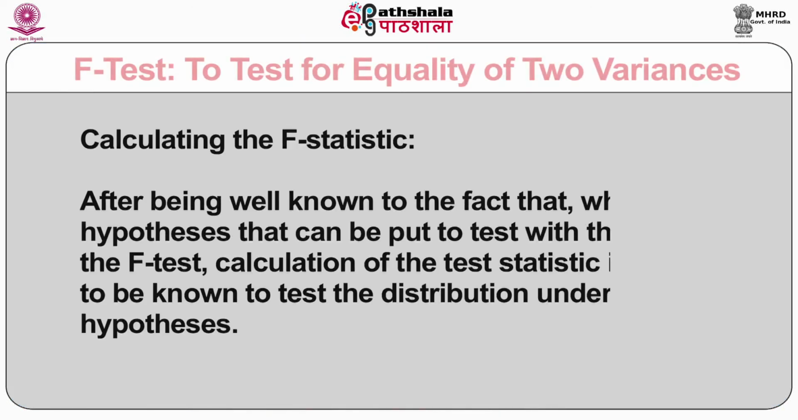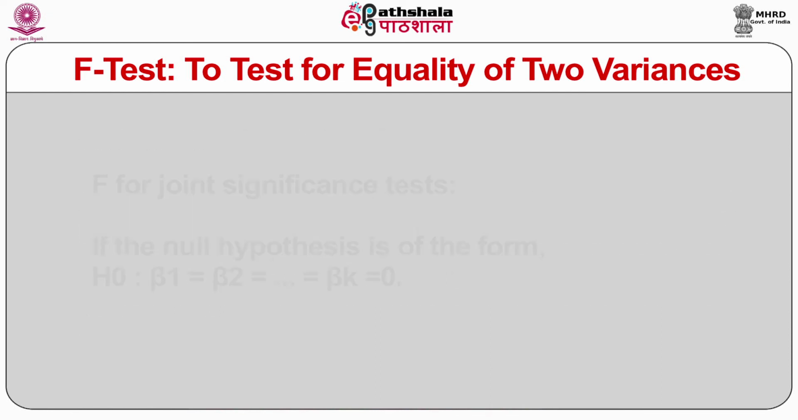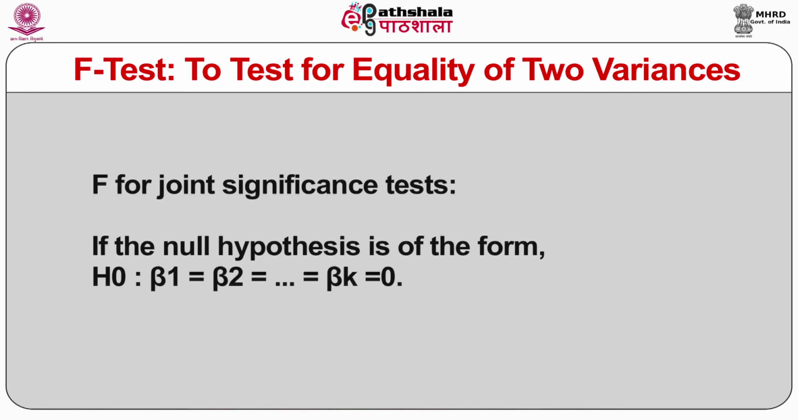Now, calculating the F statistics. After being well aware of what kind of hypothesis can be put to test with the help of the F-test, the calculation of the test statistic is required in order to know the distribution under the null hypothesis. Now, the F statistic for the joint significance test can be calculated if the null hypothesis is of the form B1 is equal to B2 till Bk, which is equal to 0.